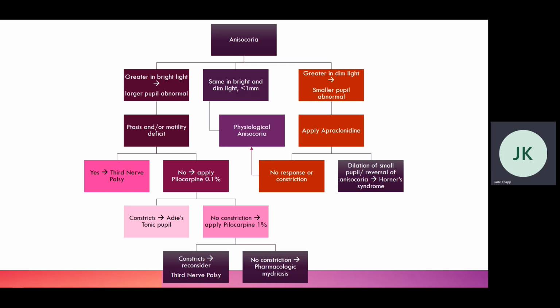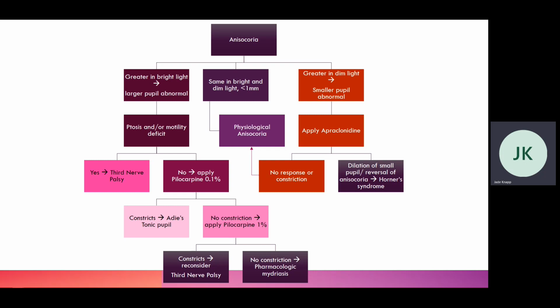which I'll talk about later. That's as much as you need to know for now. All that stuff about pilocarpine, I'll talk about a bit later. But in a nutshell, the asymmetry is worse under bright lighting. Therefore, we think it's the large pupil that's affected. You check the eye movements, you check the pupil height. It's either a third nerve palsy or it isn't. Okay? So that's abnormal large pupil, anisocoria.